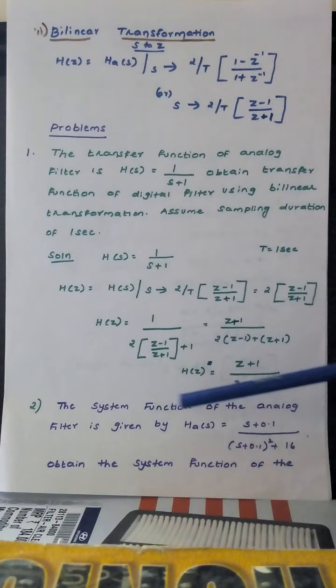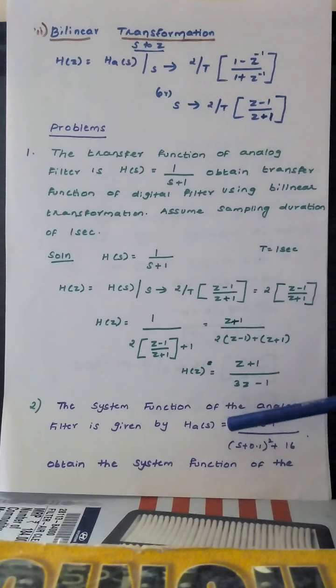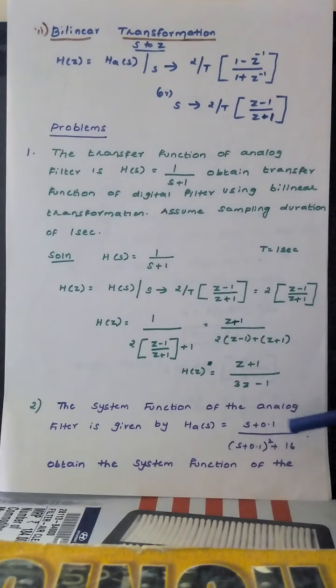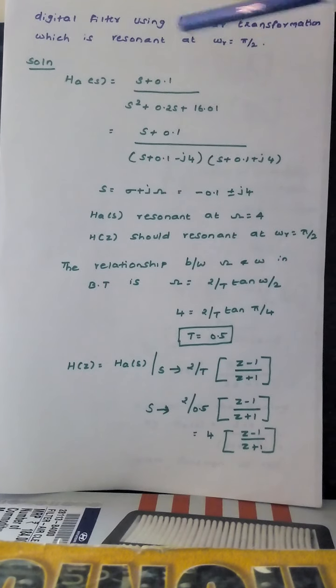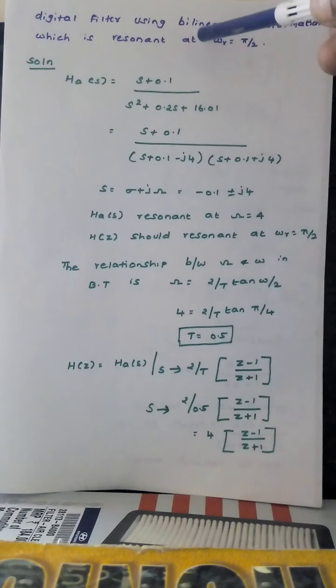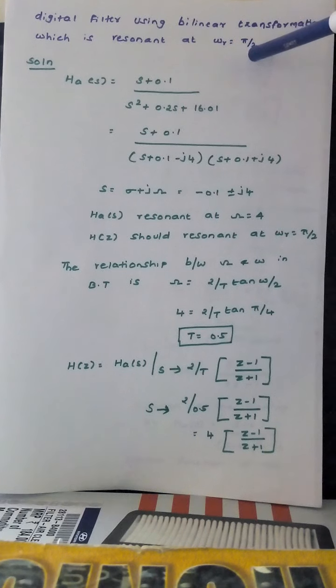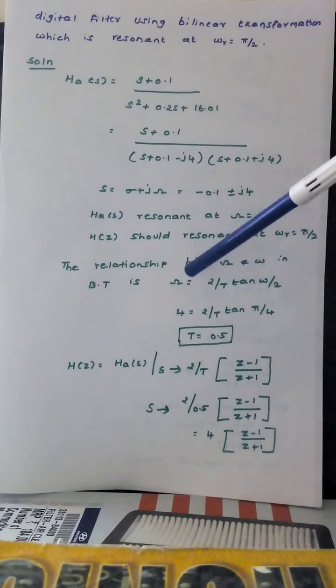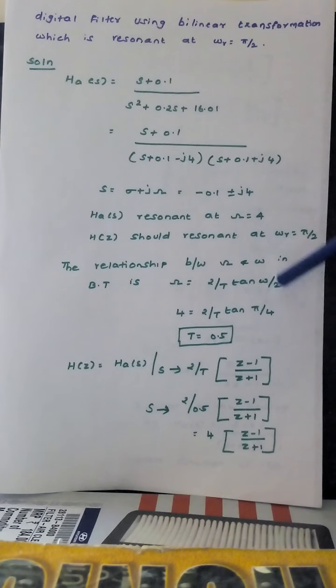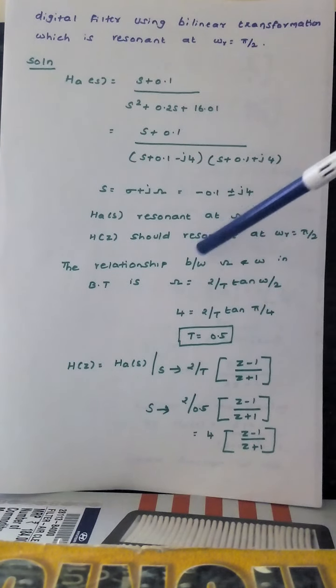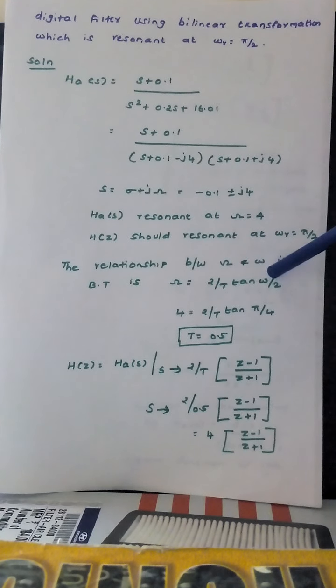Second problem: the system function of the analog filter is given by HA of S equal to (S plus 0.1) divided by [(S plus 0.1) the whole square plus 16]. Obtain the system function of the digital filter using bilinear transformation, which is resonant at omega r equal to pi by 2. So they have given this digital frequency, pi by 2, and here we can use this formula, that is omega equal to 2 by T into tan of omega by 2. This equation gives the relationship between analog frequency and digital frequency.